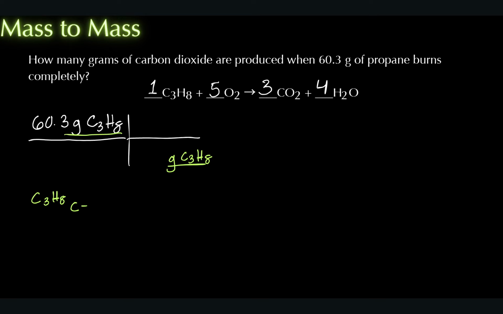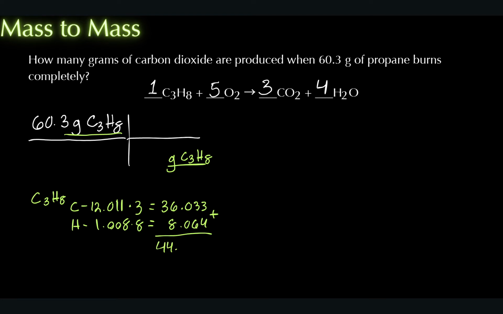Right, so our carbon, the individual mass of our carbon is 12.011. I have 3 of them. Hydrogen will be 1.008, and I have 8 of them. We're going to go ahead and multiply all these out. So 36.033 and 8.064. Add those together, and we will get our 44.097 grams per mole. Now we're going to put that number, that 44.097, into our spot.